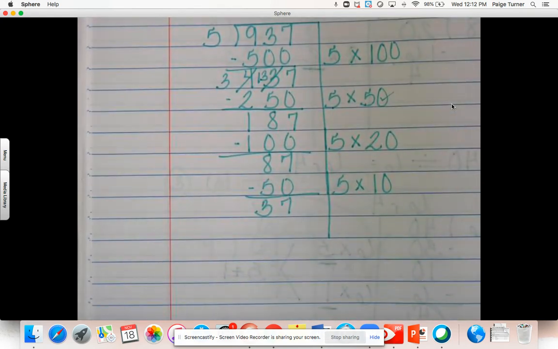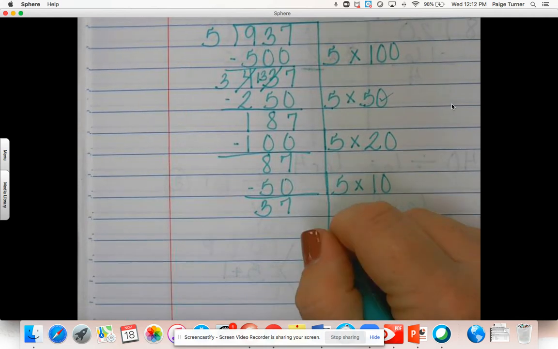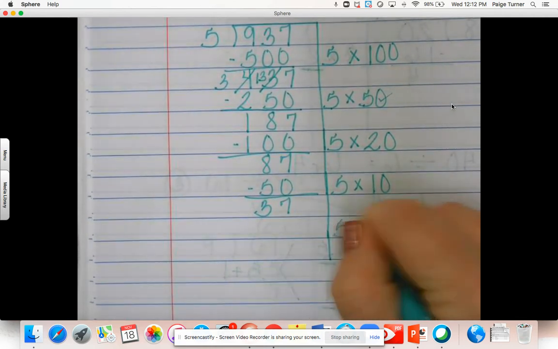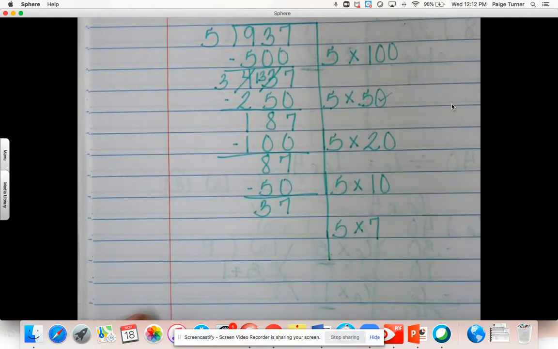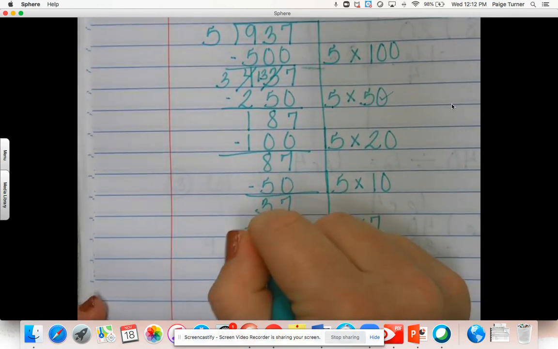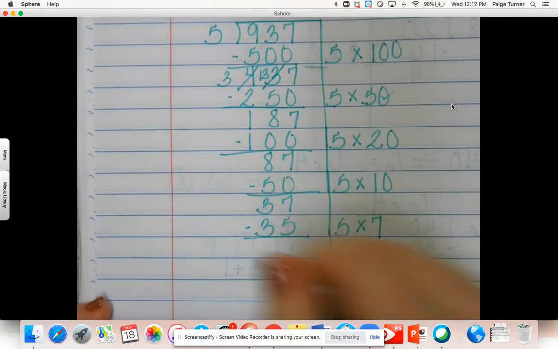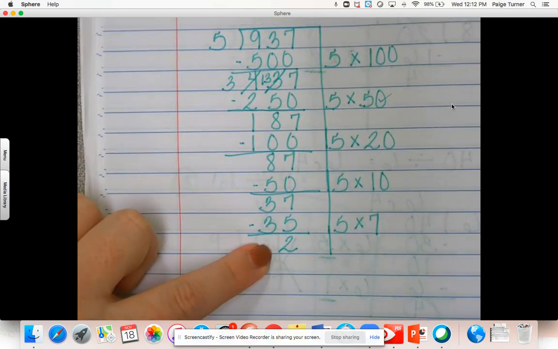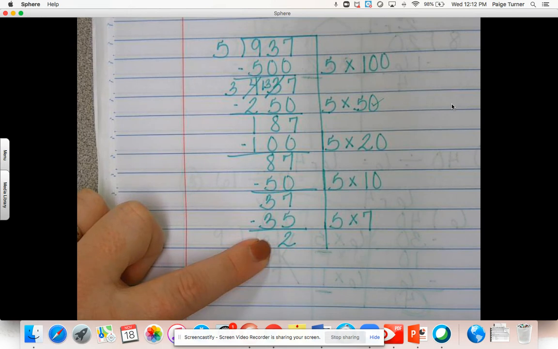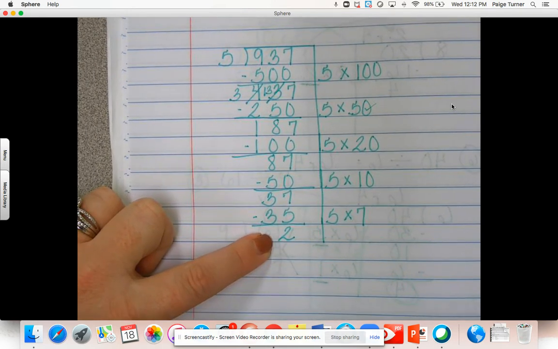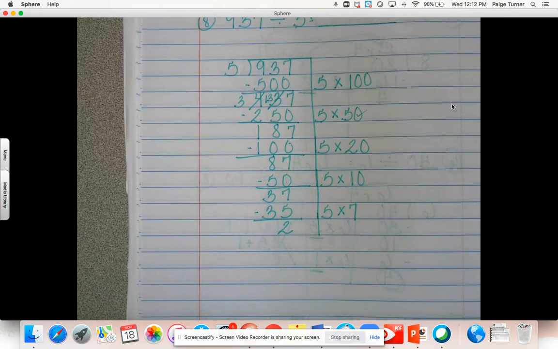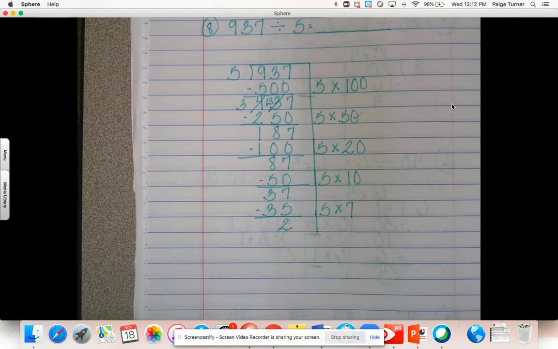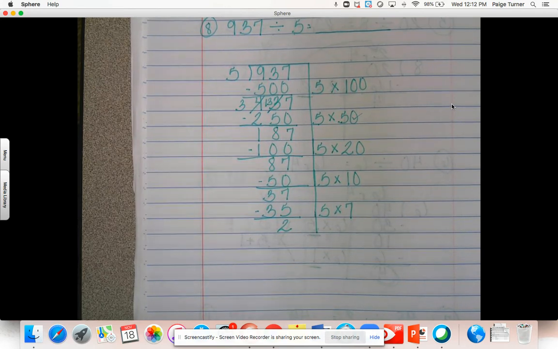And then 5 times what number will get you close to 37? That would definitely be 5 times 7, because 5 times 7 is 35. And then 37 minus 35 is 2. And 5 cannot go into the number 2. There's nothing I can do. There's no 5 times something that's going to get us close to the number 2. We're done here, okay? You can see this is a much bigger problem, and that's okay. You just have to take your time and use multiplication facts you already know.